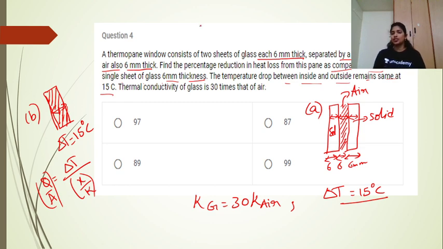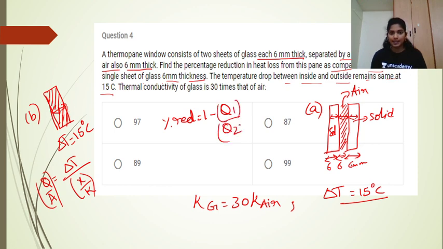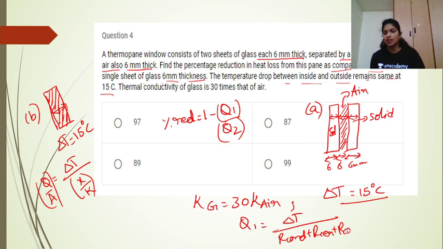Okay, find the percentage of reduction in heat loss. So what you should do, the percentage of reduction will be 1 minus Q of the second case by Q of the first case. So what will be the Q of the first case? It will be delta T by the resistance through conduction plus resistance of convection plus resistance of conduction, right? The resistance of conduction in both the sheets will be the same, X by KA. So you can write it as 15 by 2 times X by K plus convection.